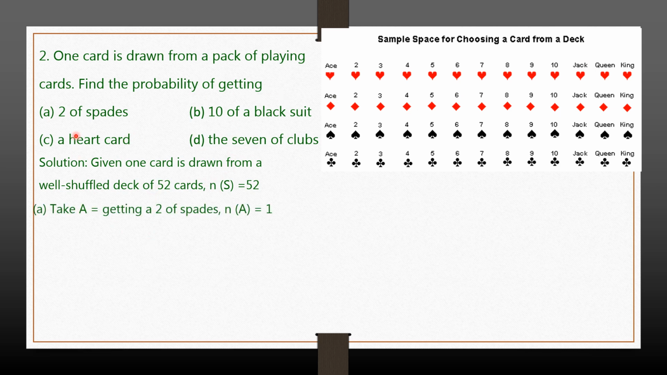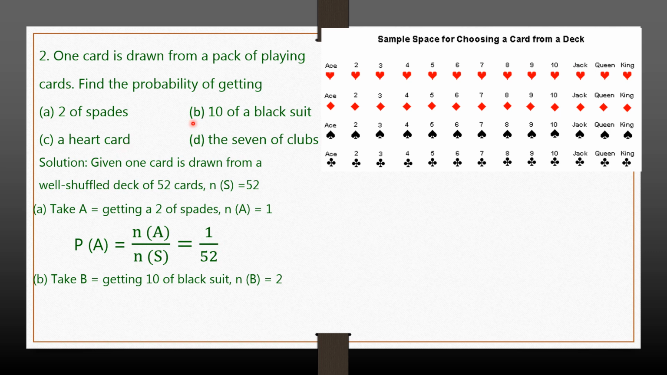Take A is equal to getting a 2 of spades. Now, these are all 2s. In this, 2 of spades is only one card. That's why only one card is favorable to A. That's why n of A is equal to 1. Therefore, applying the formula for probability, P of A is equal to n of A by n of S, that is 1 by 52.